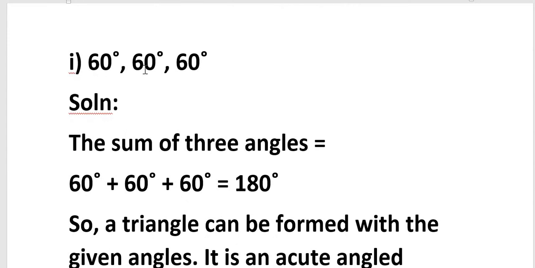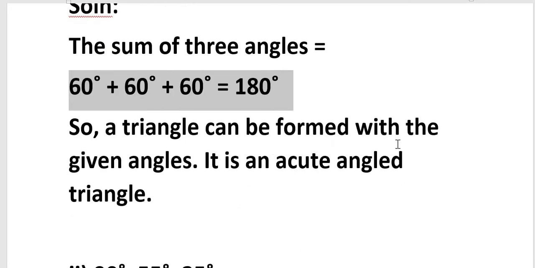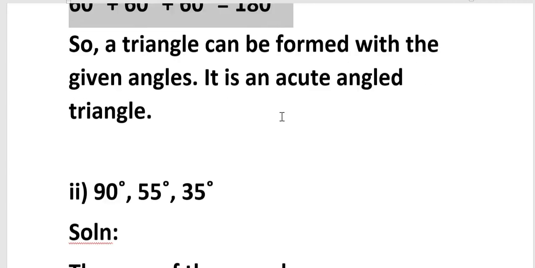First one is 60 degree, 60 degree, 60 degree. The sum of three angles: when we find the sum of three angles, we must get 180 degree. So a triangle can be formed with the given angles. It is an acute angled triangle, because all three angles are acute. That is, the sum of the three angles must be 180 degree. If not, a triangle cannot be formed.